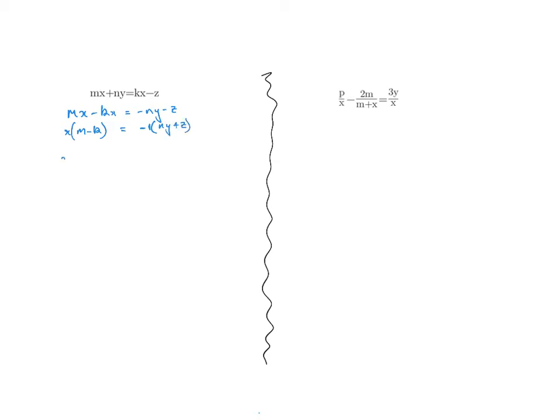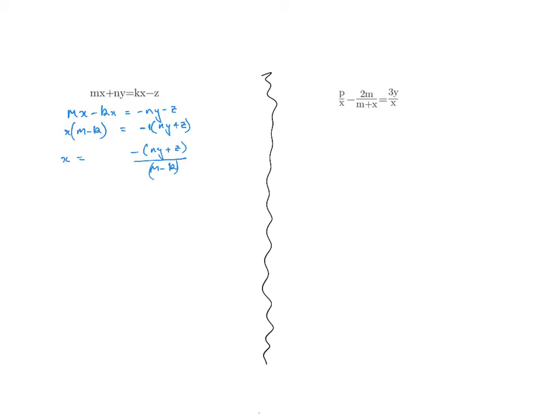And now if I want to get x on its own, I divide both sides by m minus k. And so now we've got an expression for x. So the only thing, if you think about the math that we've done, it's all relatively straightforward, confusing because there's no numbers there. And we don't enjoy that typically.